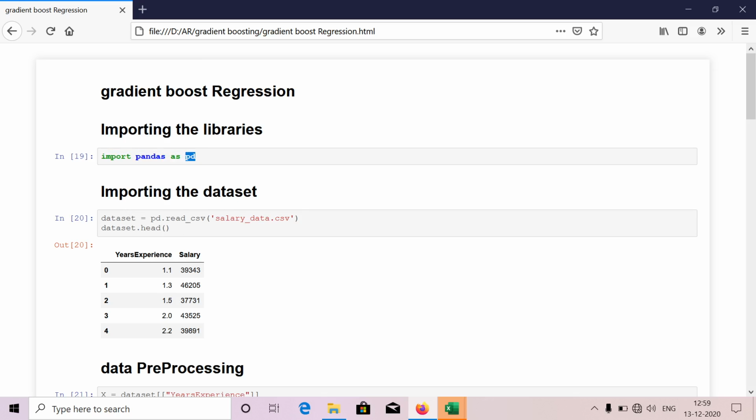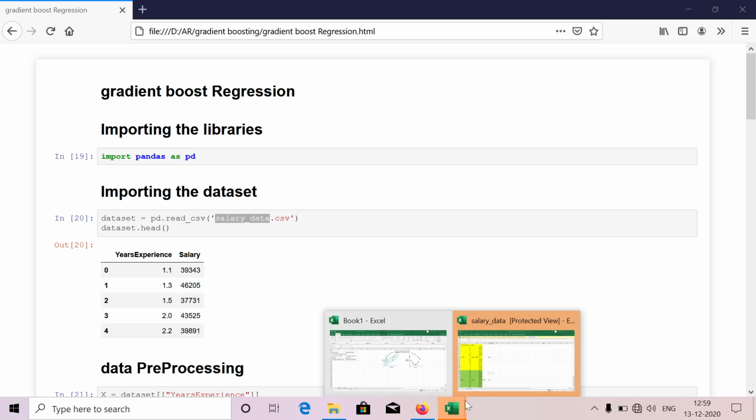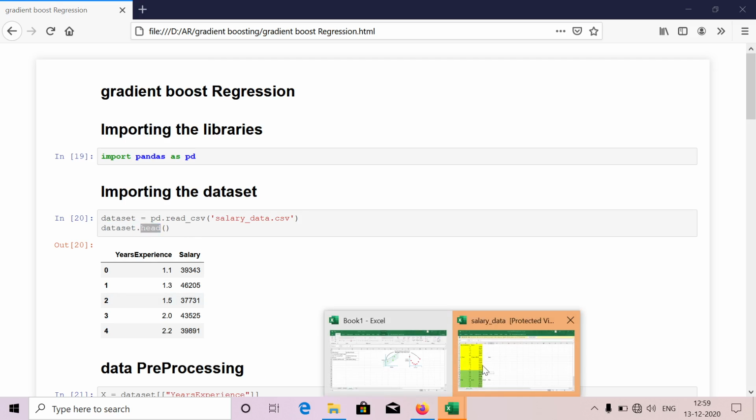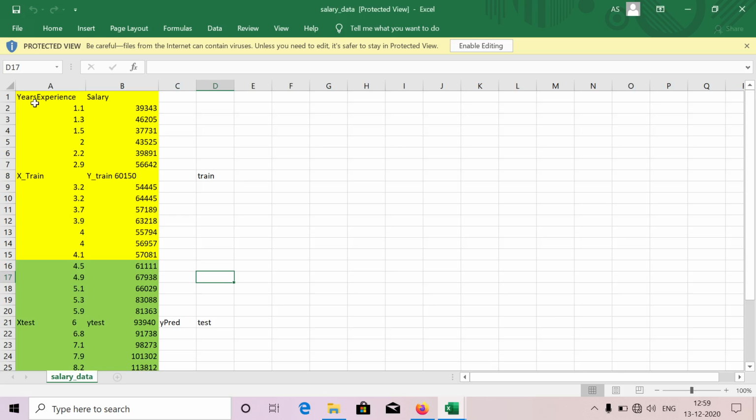Here I am importing the data set. This is my object equal to pd, the alias of pandas. pd.read_csv is a method to access my Excel sheet. I'm accessing salary.csv here, and object.head will display the first 5 records. Let us see what data set we have. Here I have one column, years of experience, and another column, the salary. This is my independent variable, this is my dependent variable. This is my x, this is my y.